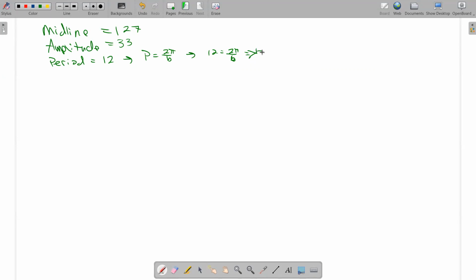They're not equal, but they're related. B equals 2 pi over 12, which is pi over 6. And so the new information is going to affect my phase shift. So phase shift equals question mark. So this time I want the minimum to be in April, right?